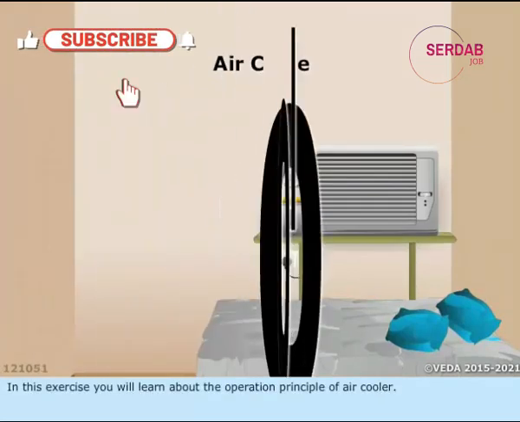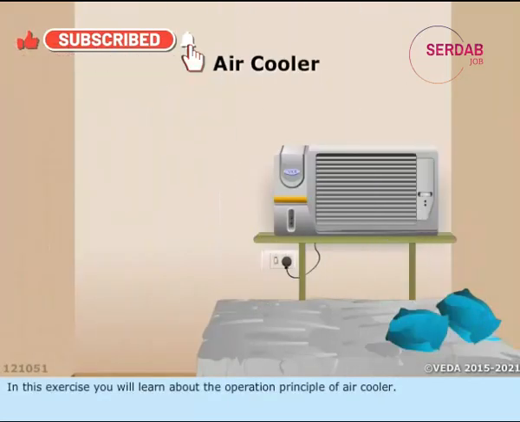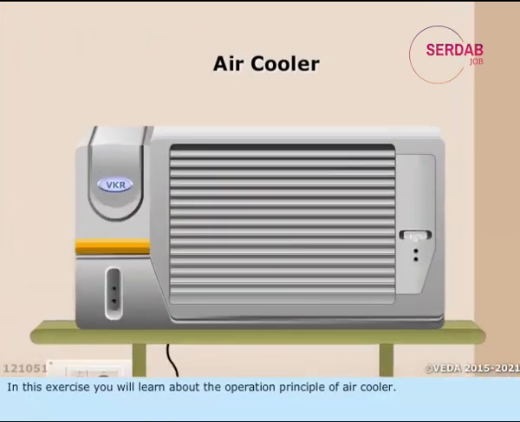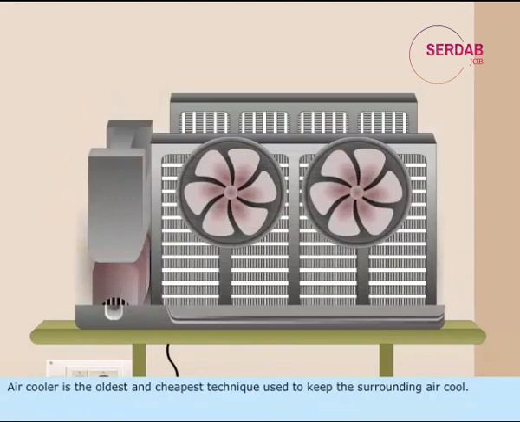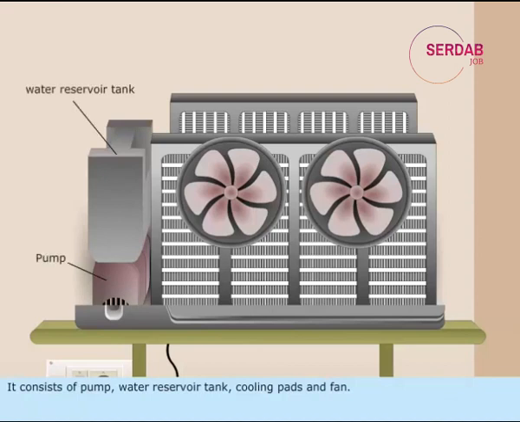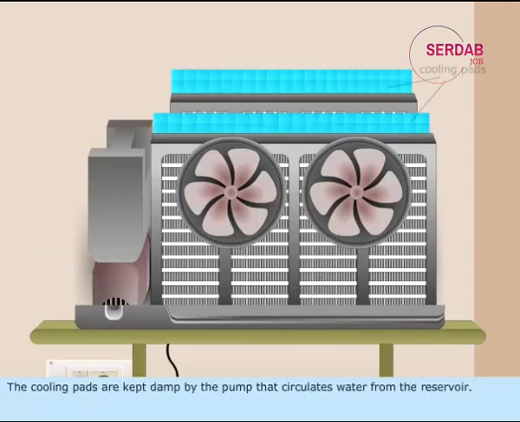In this exercise, you will learn about the operation principle of air cooler. Air cooler is the oldest and cheapest technique used to keep the surrounding air cool. It consists of pump, water reservoir tank, cooling pads, and fan. The cooling pads are kept damp by the pump that circulates water from the reservoir.